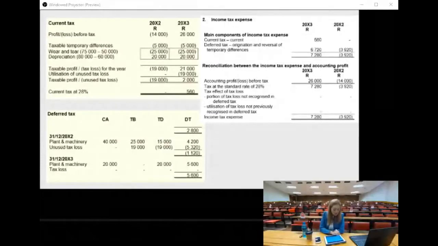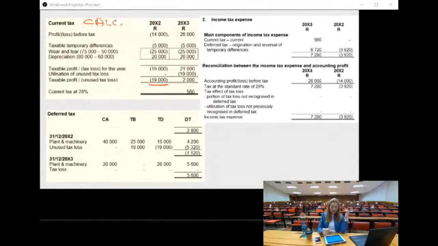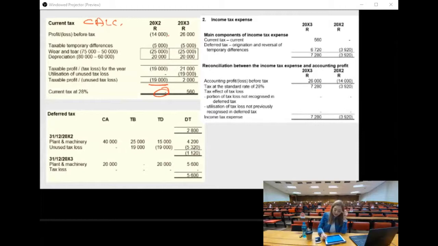So now we see that in our current tax calc, again, remember this is just a calculation. In our current tax calc, we now again end up with an unused tax loss. Good. So we started here with a loss, and we did our adjustments, and we end up with a tax loss. So that means that there will be zero current tax for 20X2. And that's also why in our income tax expense note, we have this zero for current tax for the current year. Current tax, current year. That's what that means. Good.